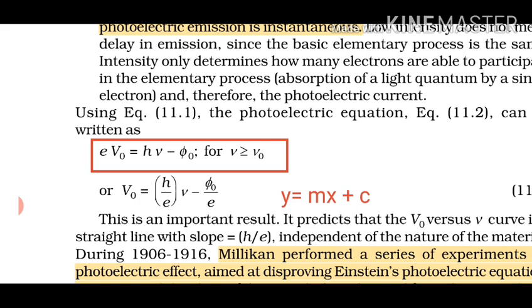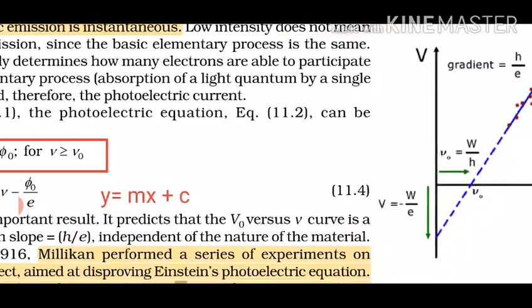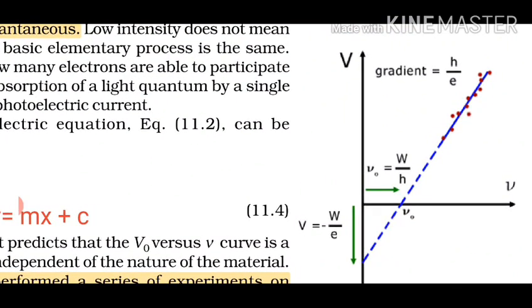If you make it 0, the left hand side will be 0. Take minus phi naught by e to the left hand side, and it becomes positive. So you have phi naught by e equals h nu by e. e is in division on both sides, so that will be cancelled out. So you get nu equal to phi naught by h, and here they have written W by h. Phi naught by h or W by h, one and the same thing. This is the point at which the stopping potential is 0. That point is called the threshold frequency.